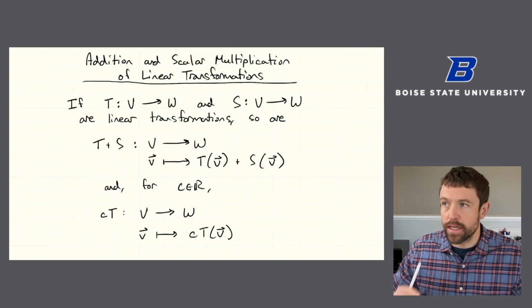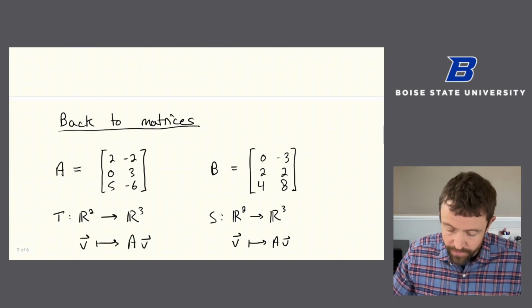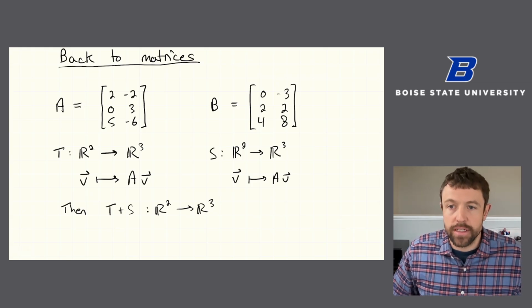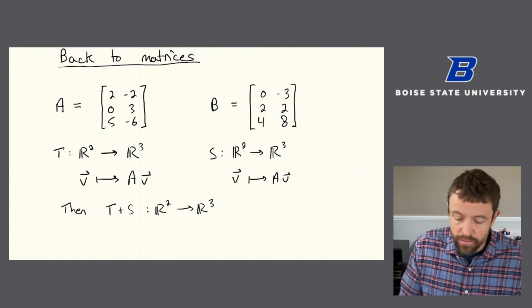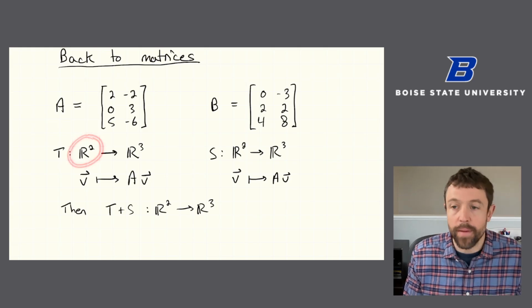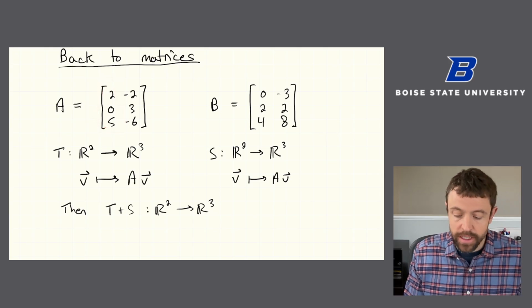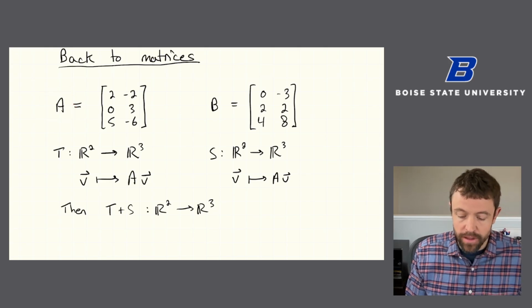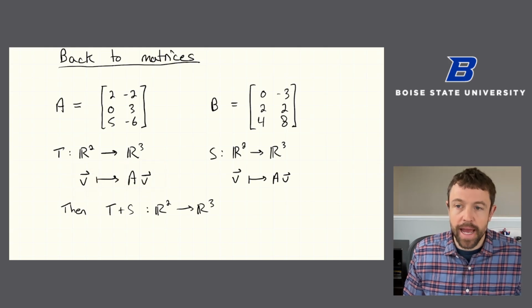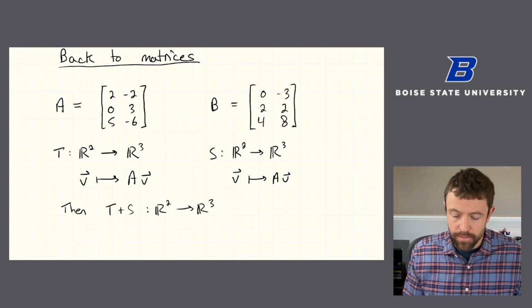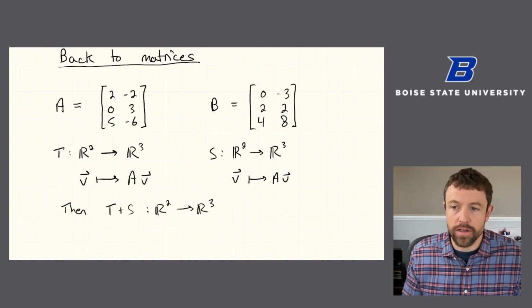Let's go back to our examples here. So these are the two matrices that I used before. These are both 3 by 2 matrices, and that means that they represent linear transformations from R2 to R3. Remember, the number of columns of a matrix tells us the dimensions of the input space, or the domain, and the number of rows tells us the dimension of the output space, or the codomain. So here, this matrix A can be associated with a linear transformation from R2 to R3 that's defined by taking any vector in R2 and multiplying it by A. And similarly, B can be associated with a different linear transformation from R2 to R3. And that means that when we add these two, we get a linear transformation from R2 to R3.